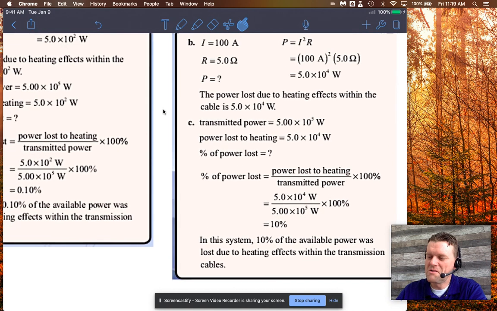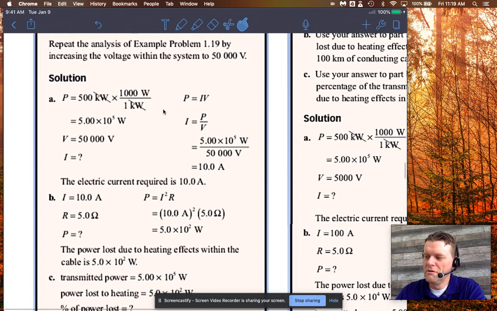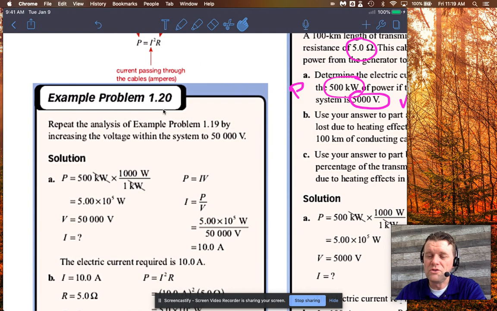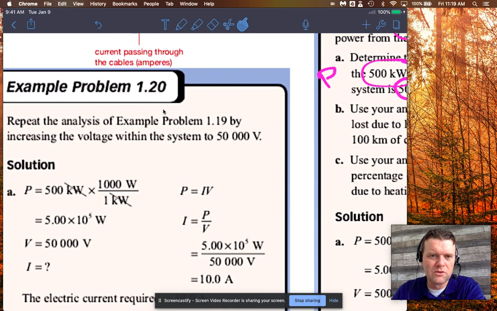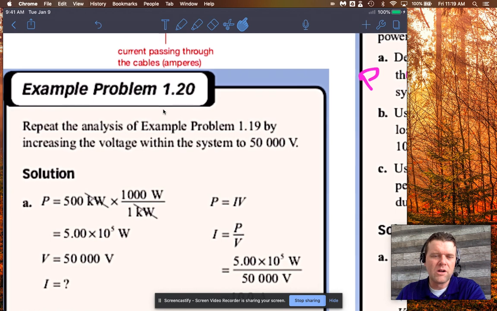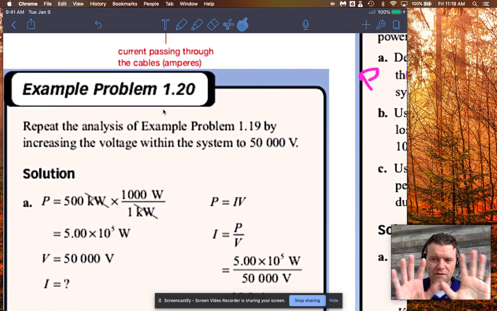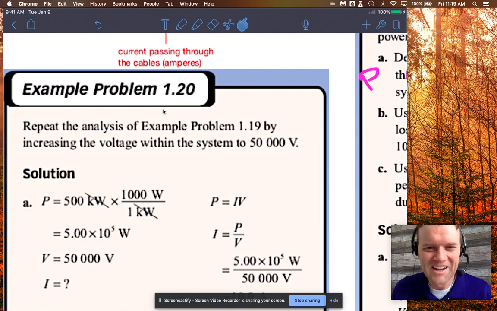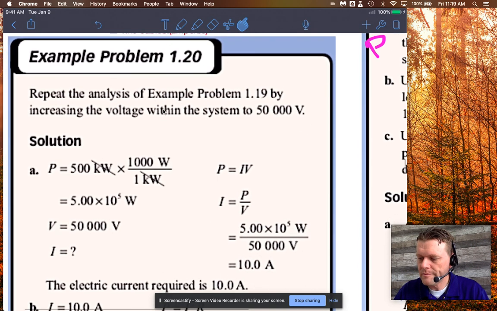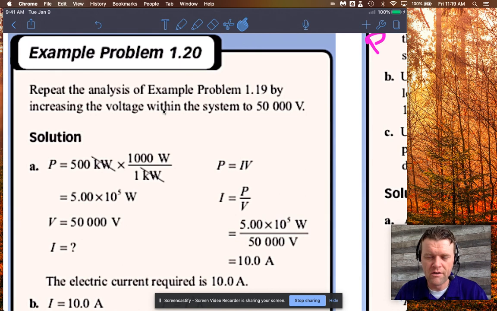So here is the interesting solution. A solution is to change the voltage. Okay, so look at this. Example 20, problem 20, we're going to increase the voltage to 50,000. Instead of 5,000, it's now 50,000. And we're going to do the same math. So now, how much current is there if the voltage is now 50,000 volts?